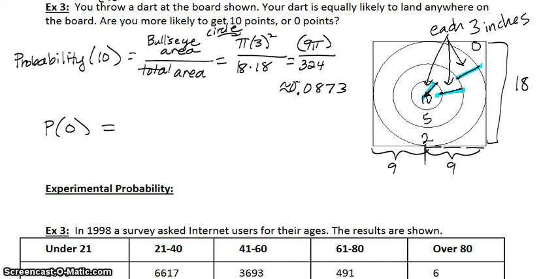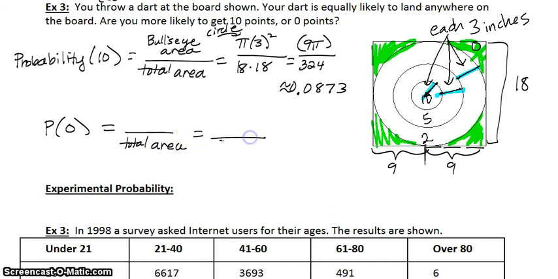And now we want to figure out the probability of getting a 0, and the 0 would be this area here. I still want the total area for my bottom amount, and we figured that out before, so I'll just keep it as 324. It's still the same square. I want outside the circle area for a score of 0. And here's where it gets a little tricky. Think of it like a donut hole that I have to subtract off.